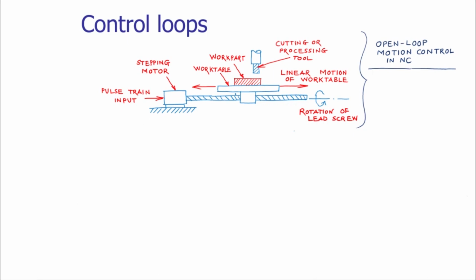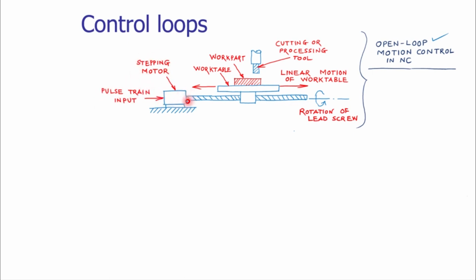Basically, two types of motion control NC configurations are used. The first one is the open loop NC configuration. On your screen, you can see there is a table, and that table is engaged to the lead screw. This is the lead screw, the ball screw, which we have seen in our previous class on mechanisms. The ball screw is driven by a stepping motor or a stepper motor, and that stepper motor is given the inputs by the microprocessor. Pulse train input is provided to the stepping motor.